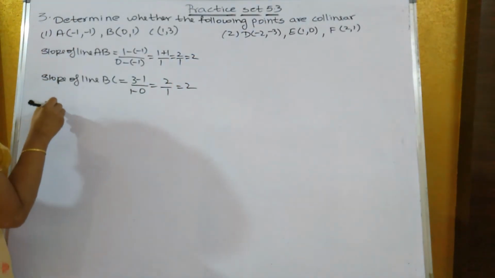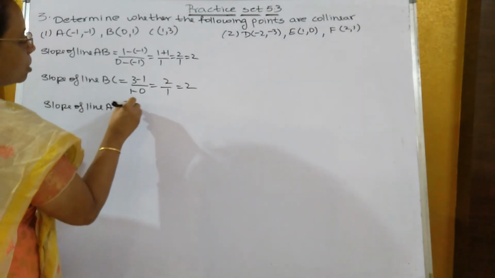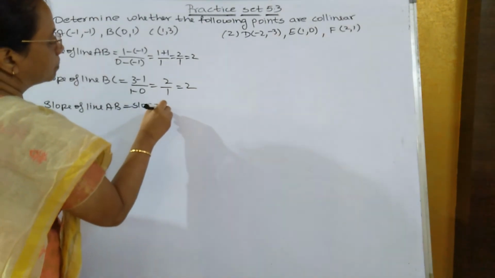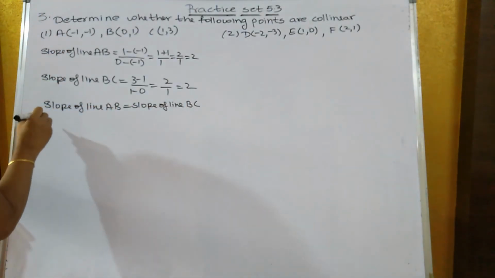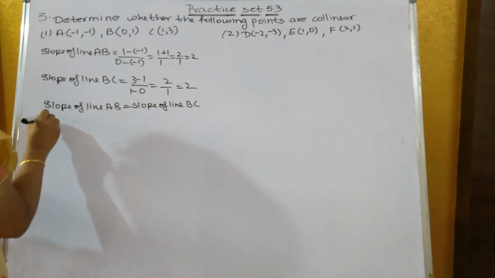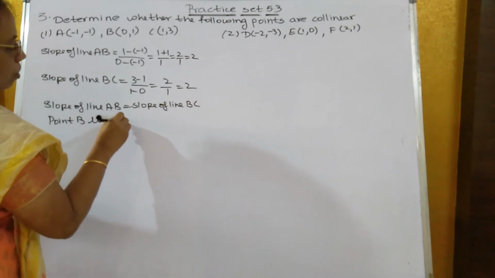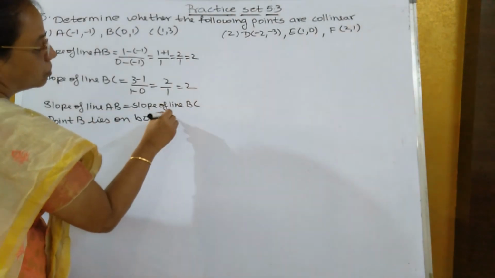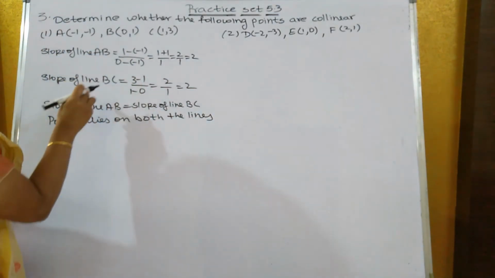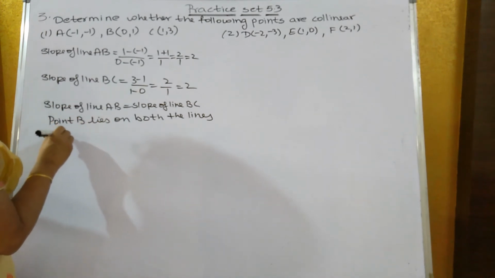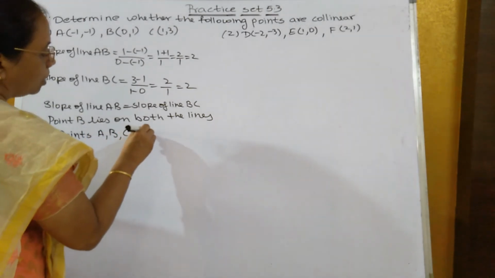Since slope of line AB is equal to slope of line BC, and point B lies on both the lines, so point B is there in both the lines, therefore points A, B, C are collinear points.